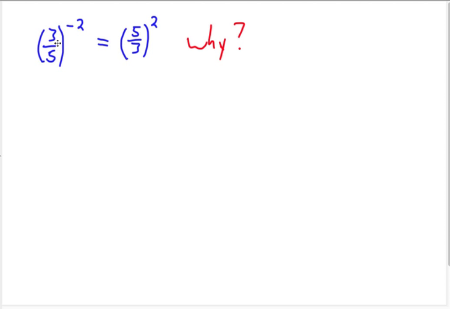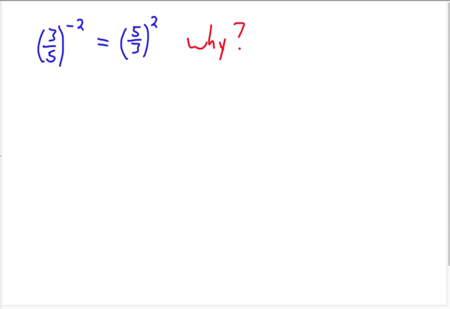So here we have 3/5 to the negative 2 power. And I'm going to say that equals 5/3 squared. Okay, so you can see that 3/5 and 5/3 are reciprocals. And so applying this negative exponent just makes it the reciprocal. So why is that true?